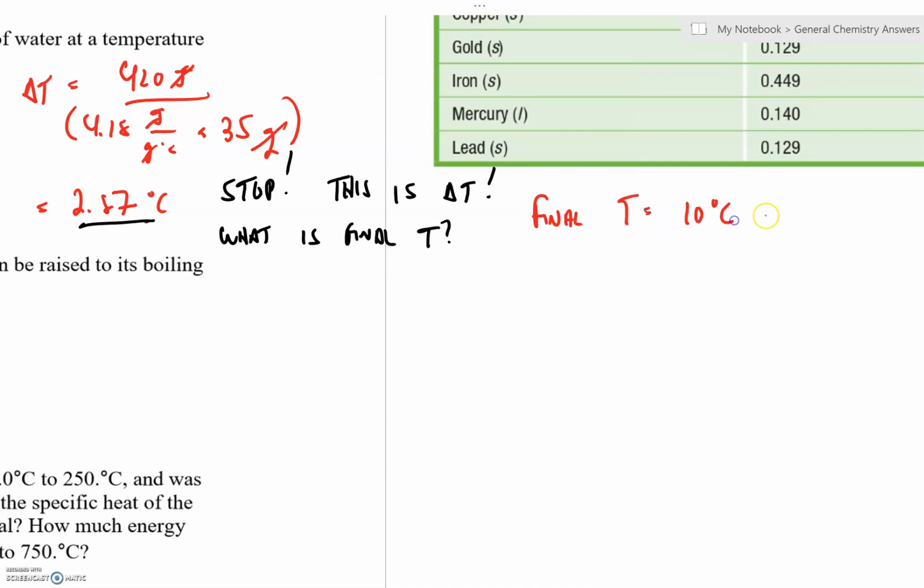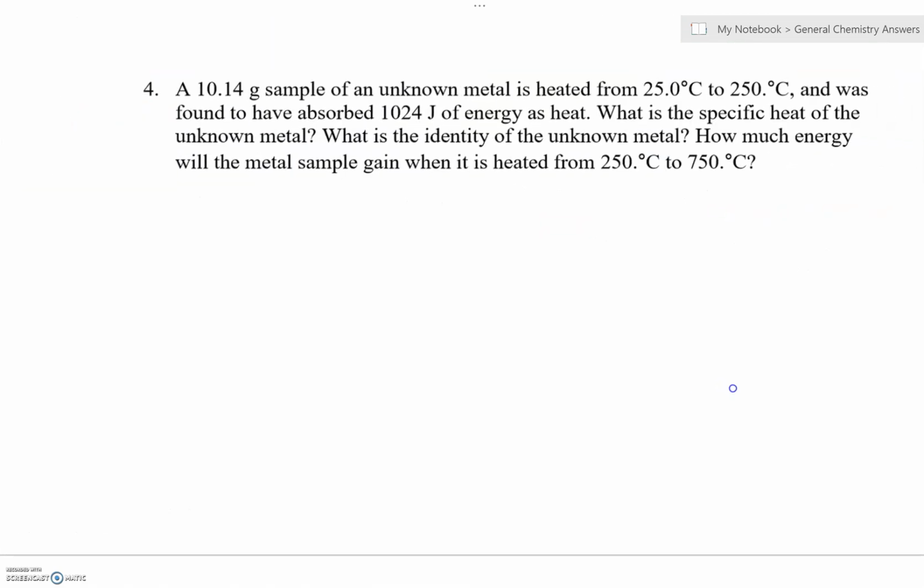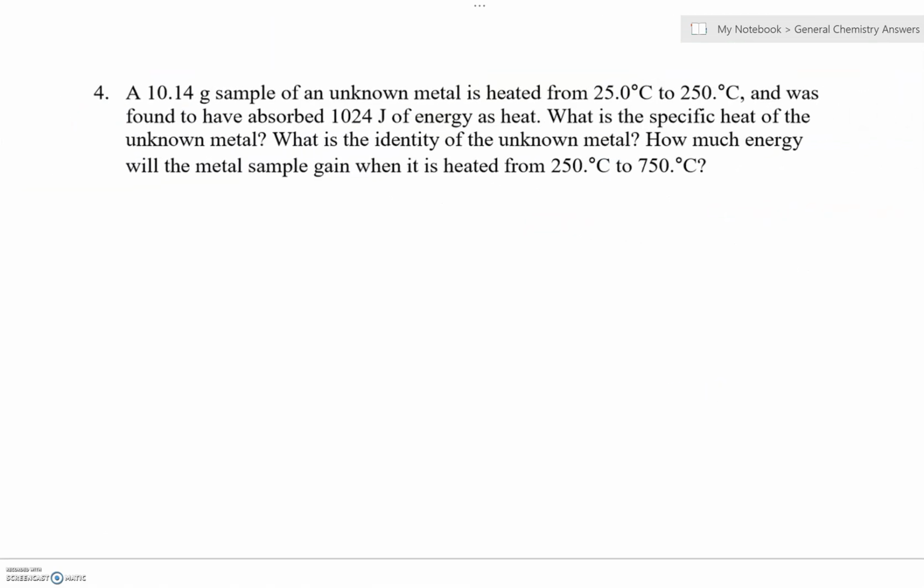Well, we had 10 degrees Celsius. We increased it by 2.87. That means our final temperature is 12.87 degrees Celsius. All right, well, I did number 3 in the walkthrough. So if you paid attention to the walkthrough, you have the answer for number 3. And if you didn't, then you don't. Let's do the last one, number 4.